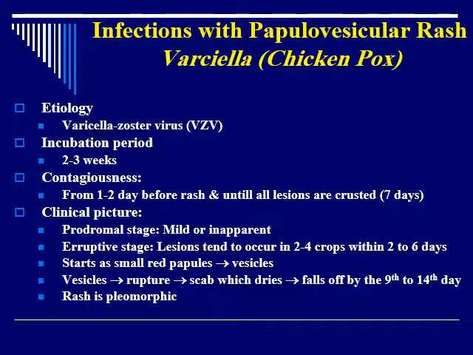Treatment includes symptomatic treatment for itching: antihistaminics, local soothing agents like calamine lotion, and antiviral treatment like acyclovir. If given early, in the first 24 hours, it may shorten the duration of infection and the severity of the infection.